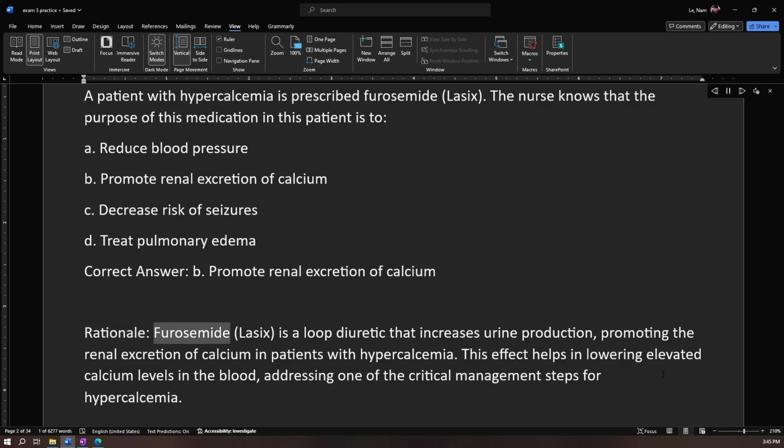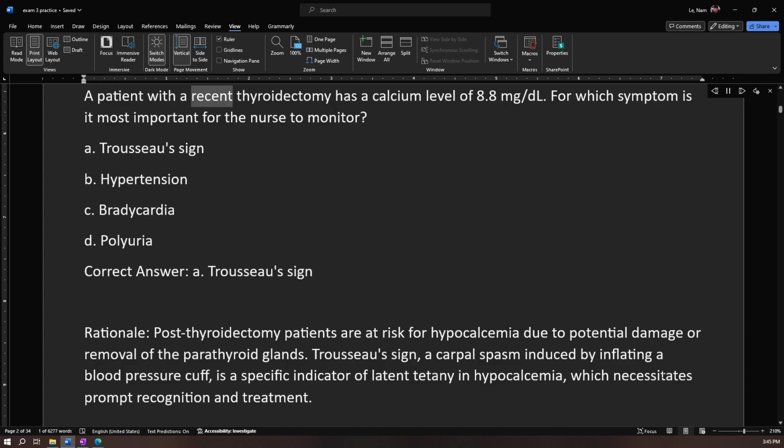Rationale: furosemide, Lasix, is a loop diuretic that increases urine production, promoting the renal excretion of calcium in patients with hypercalcemia. This effect helps in lowering elevated calcium levels in the blood, addressing one of the critical management steps for hypercalcemia. A patient with a recent thyroidectomy has a calcium level of 8.8 milligrams per deciliter. For which symptom is it most important for the nurse to monitor?